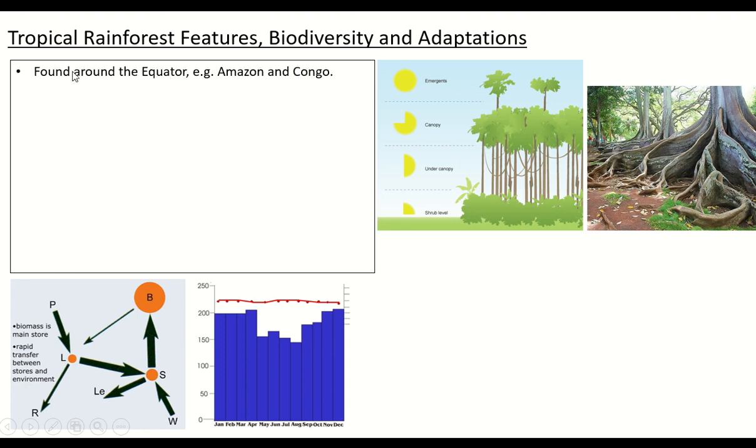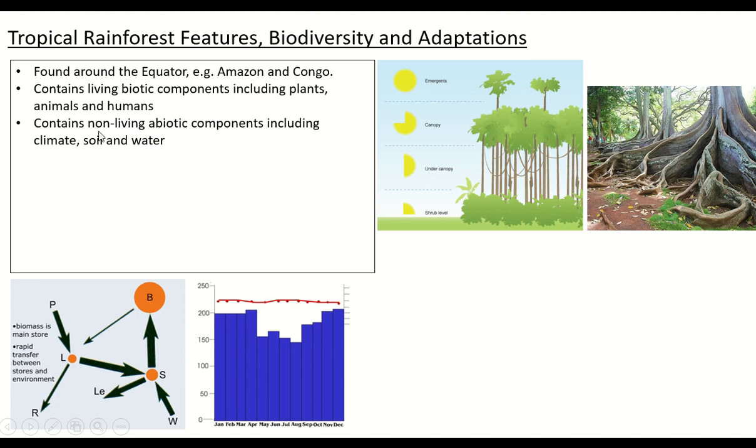So where they're found, we know this from the first slide of this PowerPoint. They're found mainly around the equator, for example, the Amazon rainforest and the Congo rainforest in Africa. They have living biotic components, which include plants, animals, humans. That's true of any ecosystem. And they contain non-living abiotic components like climate, soil, water. Again, also true of any ecosystem. They've got very few nutrients in the soil, and that's because they are tropical rainforests.